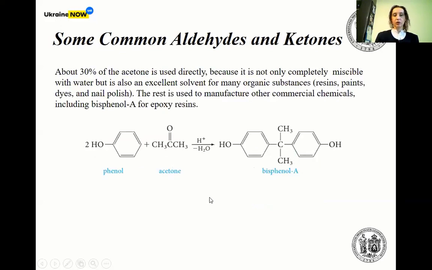One more important compound is bisphenol. Bisphenol can be synthesized from acetone, and it's a very important organic synthesis compound.